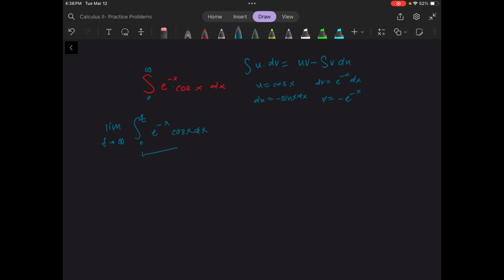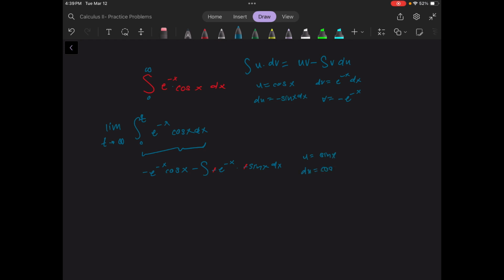And we're just trying to evaluate this limit right now, right? This limit turns into uv, or negative e to the negative x cosine x, minus the integral of v du. So let's see, the negative will cancel the negative here. And then, once again, this is a parts wraparound problem. We did a lot of that in my integration by parts video. But since we started with the trig function as u, we're going to continue to make the trig function u.